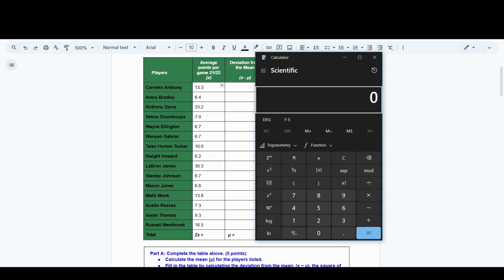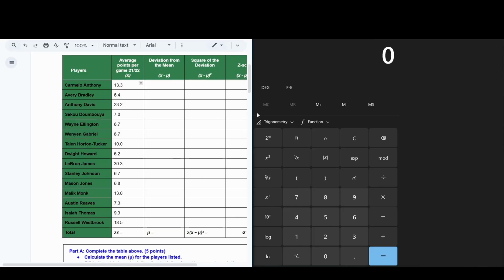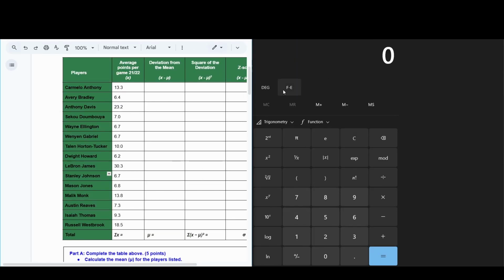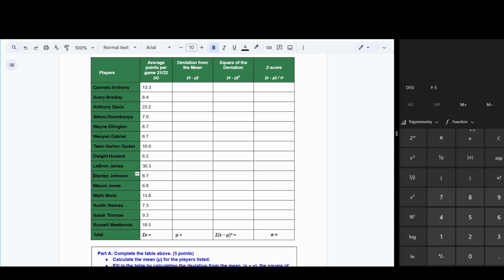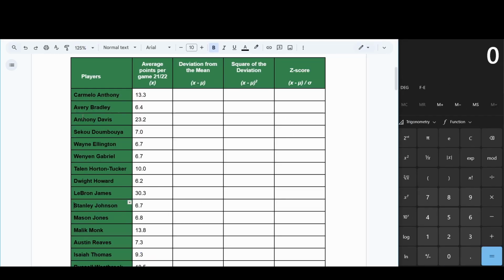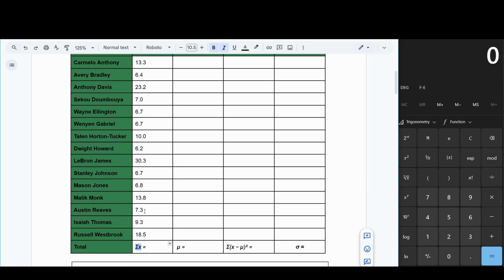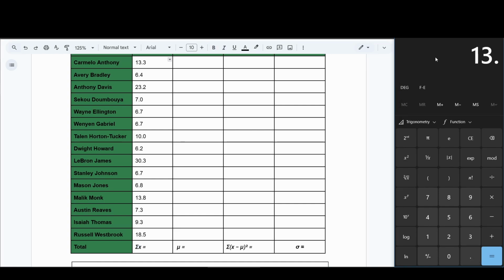So I'm going to start by grabbing my calculator, and I want to put this into split view just because it's easier than flipping back and forth between two things. Here we go, and let me zoom in just a little bit. So my first step wants me to sum all the x's, all the data points, which just means add all of these up. So I'll do this by hand. 13.3 plus 6.4 plus 23.2 plus 7.